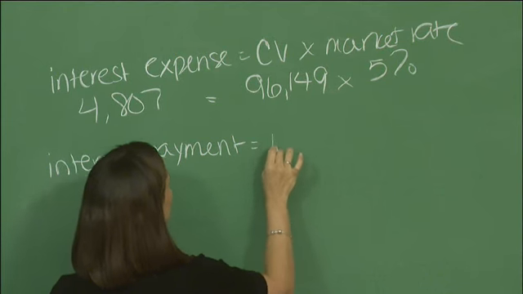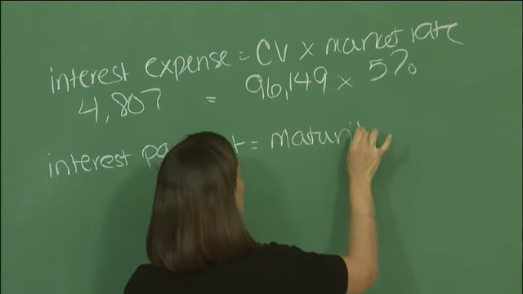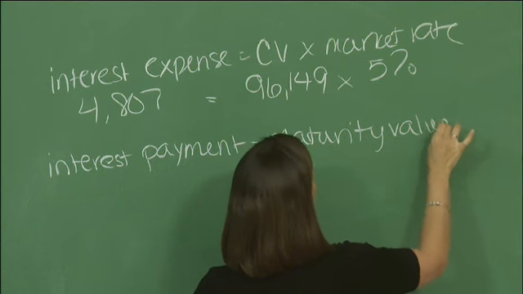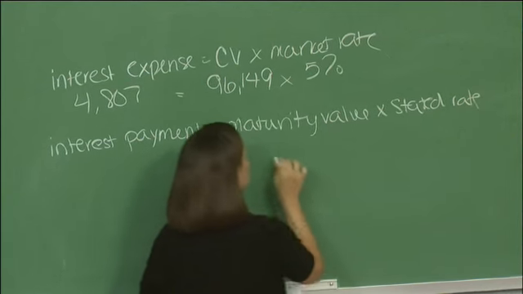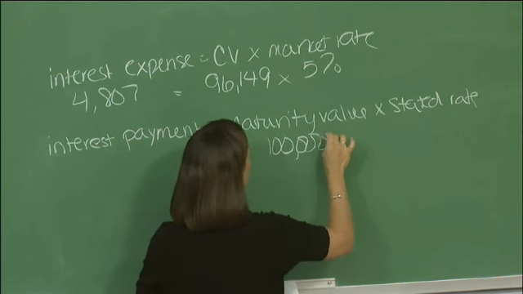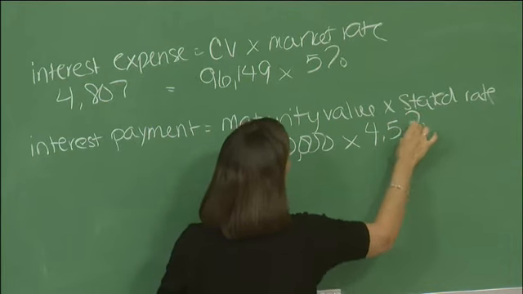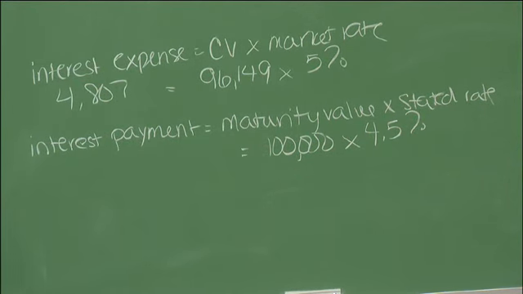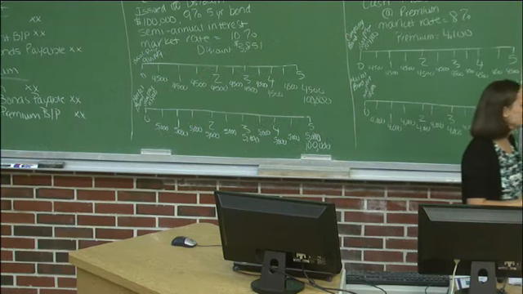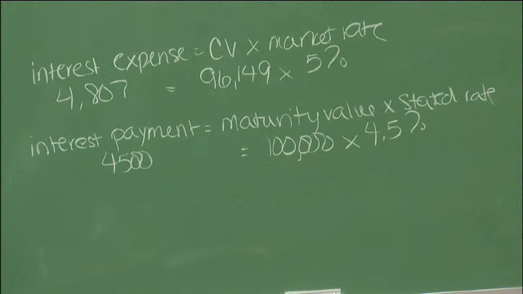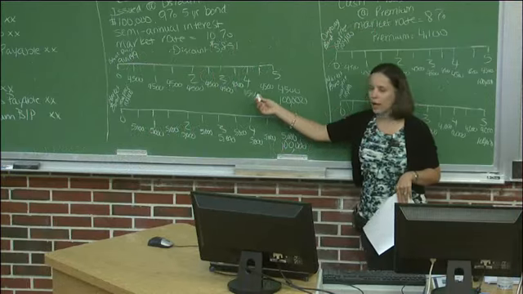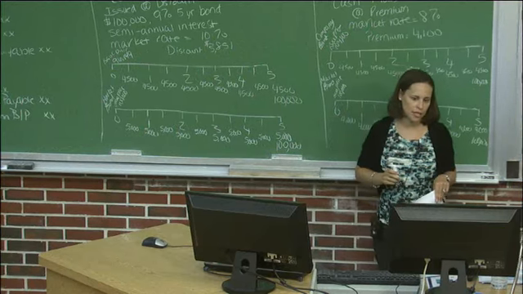Again, the interest payment is that maturity value multiplied by the stated rate. The maturity value of $100,000, stated rate of interest per period 4.5%. Again, that comes from, this is a 9% bond, but interest is paid semi-annually, so 4.5% per period. So the interest payment, $4,500. So what we calculated back here, we knew that this bond paid $4,500 of interest each period.